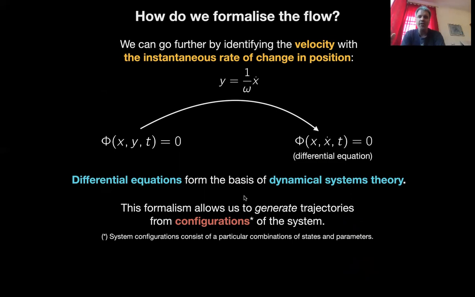This equation is at the heart of dynamical systems theory. And this formalism allows us to generate trajectories from configurations of the system. Okay, so configurations are particular combinations of system states, where the bob is, how fast it's moving, and the parameters. So how heavy is it and how long is the rod? So all of this together is called a configuration of the system. If we have that, and we have this formalism that you don't have to understand in technical detail, you don't have to be able to derive it mathematically, you just have to know that if you have a differential equation, you can automatically generate the entire phase portrait of the system.